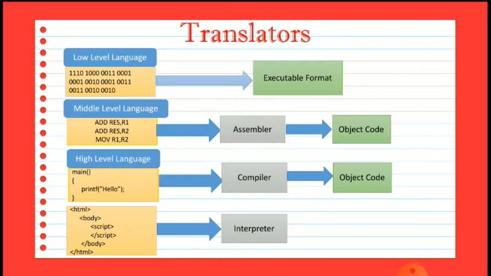After sending instruction to the interpreter, it will be ready in executable format. Here, object code is not created. If you see, both compiler and interpreter are used to convert the high level language, but the main difference is that compiler creates the object code, whereas interpreter will not create the object code.